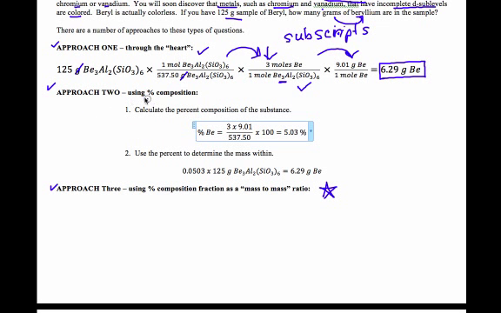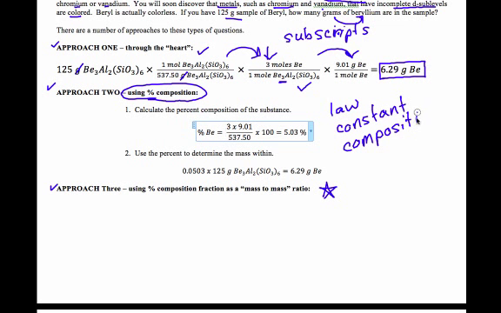Now the other way is to use percent composition. Percent composition, what we're doing is we're following that law of constant composition, that says the percent of each element in a pure substance, not mixtures, mind you, but in a pure substance, that the percents are going to be constant.